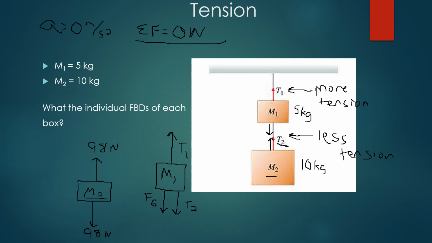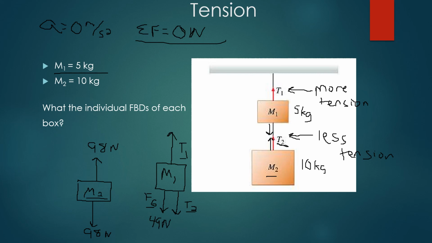Okay, so M1 has multiple forces on it. Gravity pulls on everything. I hope we know that. That's not crazy there. But we know that the tension is going to be going up and the tension is going to be going down as well. T1 up, T2 down. So M1 has a mass of 5 kg. 5 times 9.8 is, of course, 49.